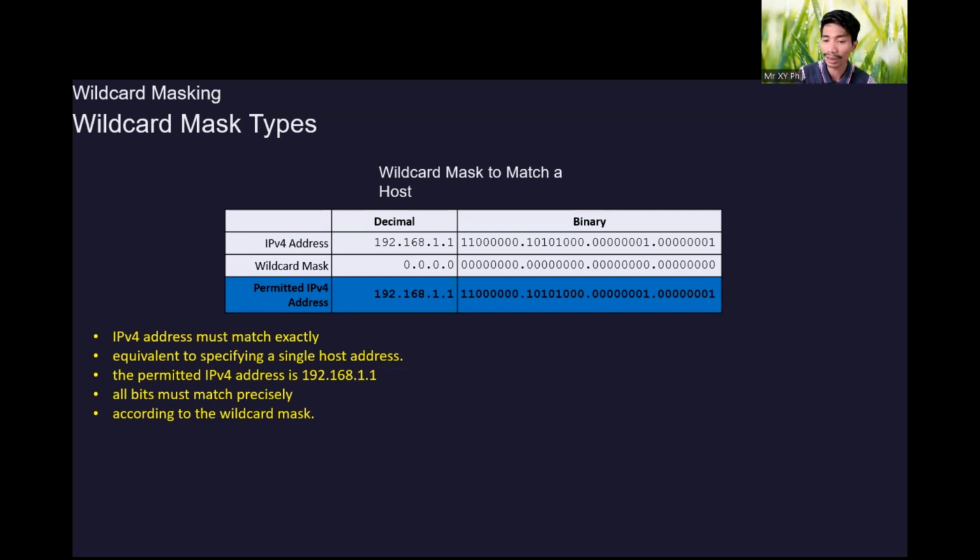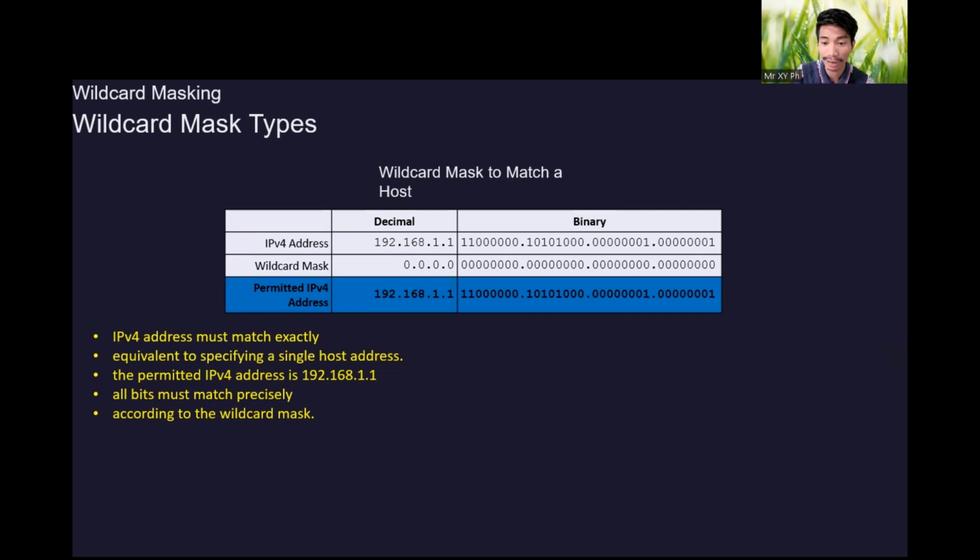So this is matched exactly, right? Since the bits of the wildcard mask are 0, it essentially says that it is matched to the IPv4 address. So the IPv4 address must match exactly, which is equivalent to specifying a single host address. The permitted IPv4 address is, of course, the IPv4 address shown in the table. So there are no changes. All bits must match precisely, because the wildcard mask equals 0. Okay, so that's what it means.